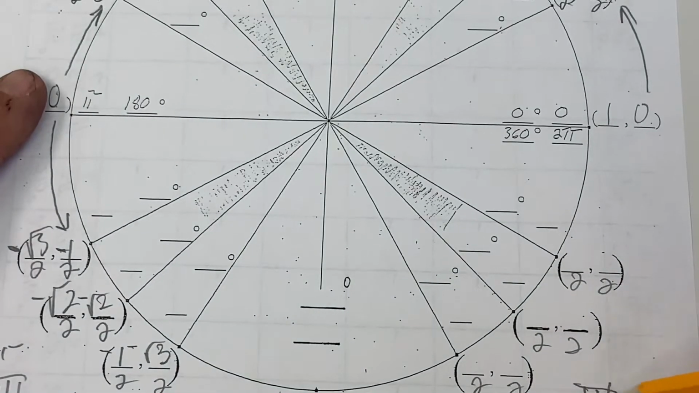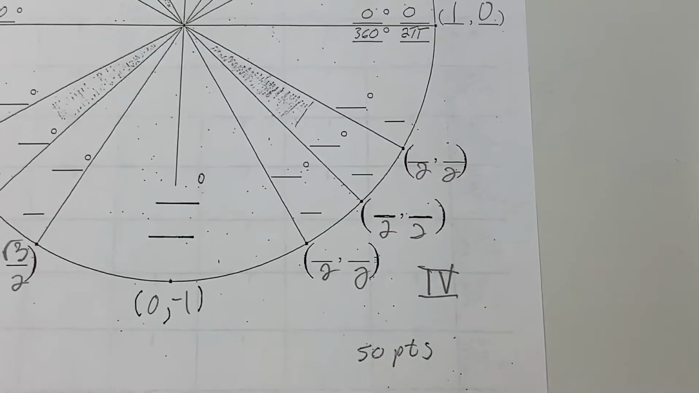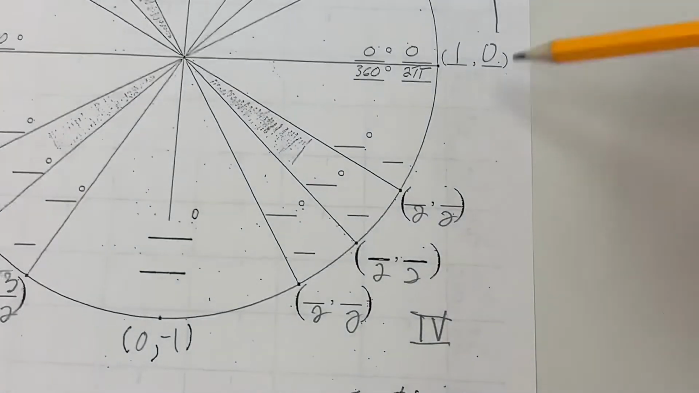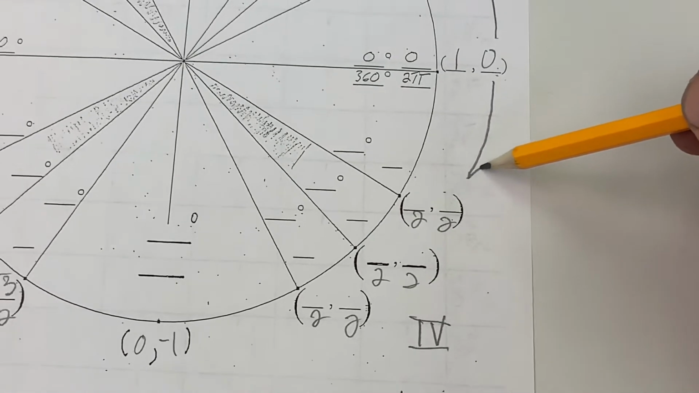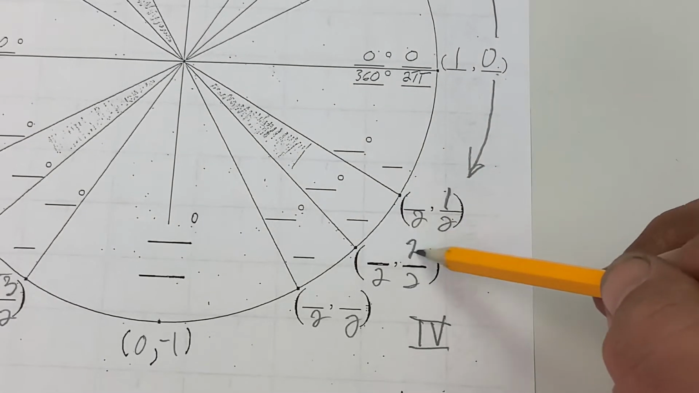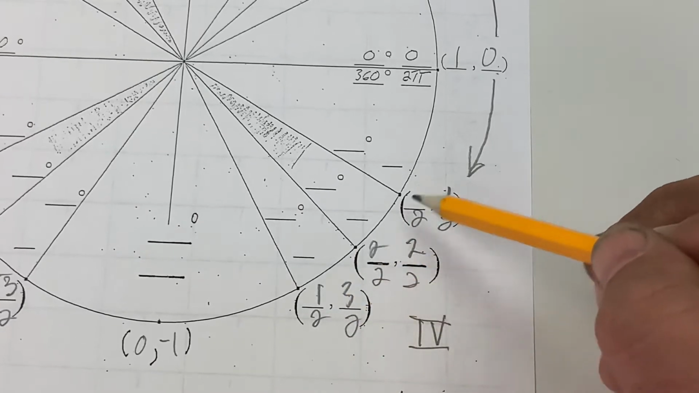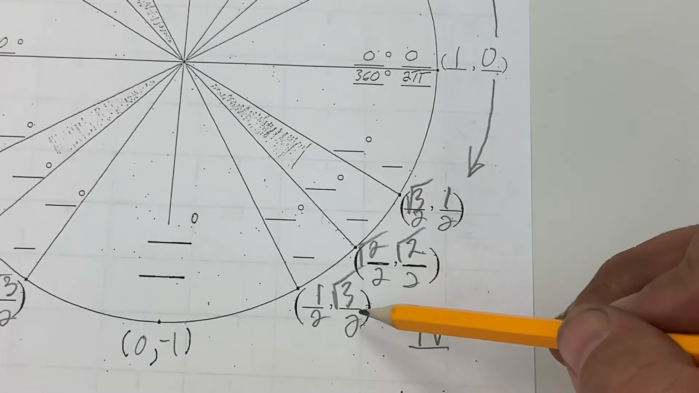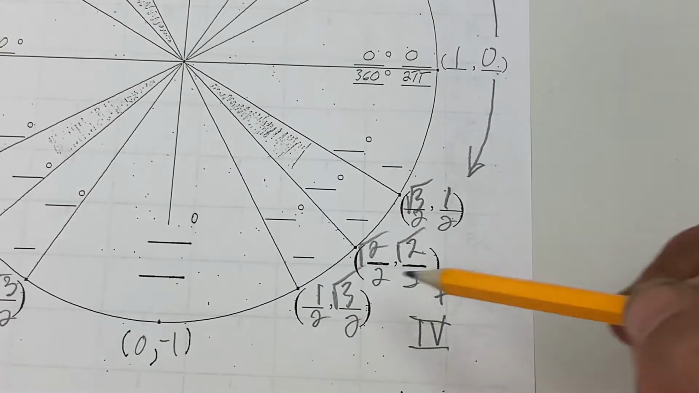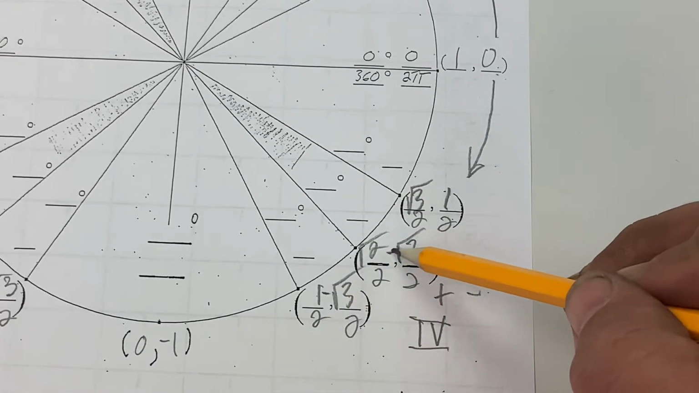Quadrant 4. Now let's take a look. See how we have the 0 on the right? 0 on the right, 0, 1, 2, 3, 1, 2, 3. Square root everything but the ones. In quadrant 4, it's positive, negative, so the y value gets a negative.